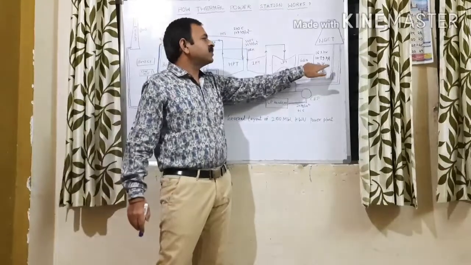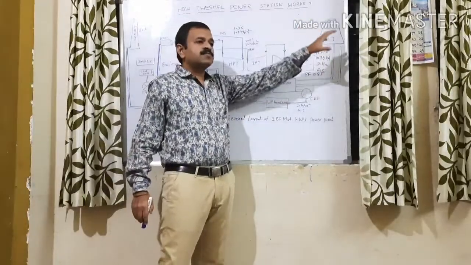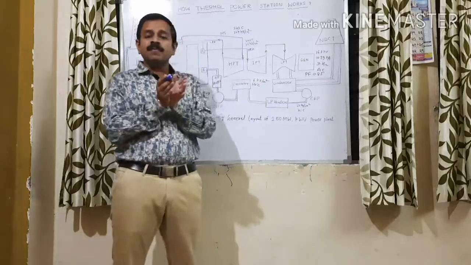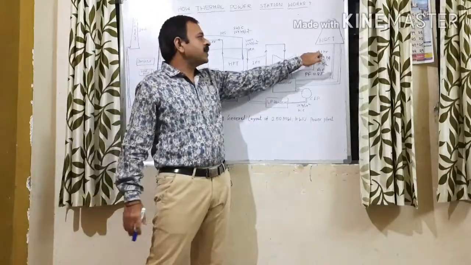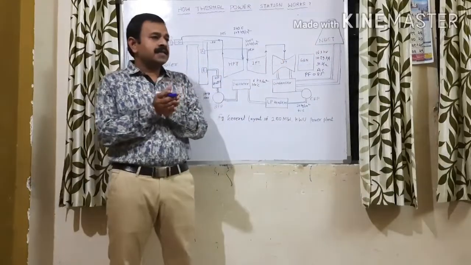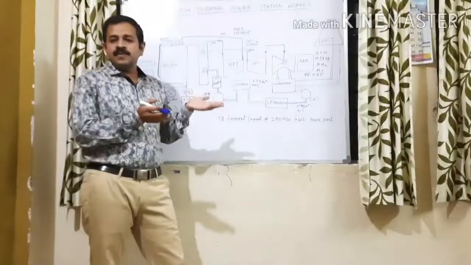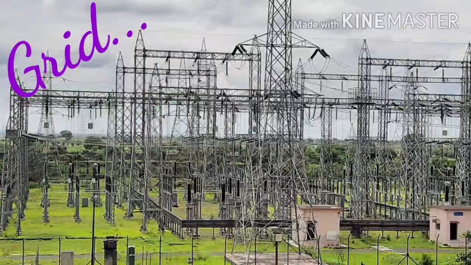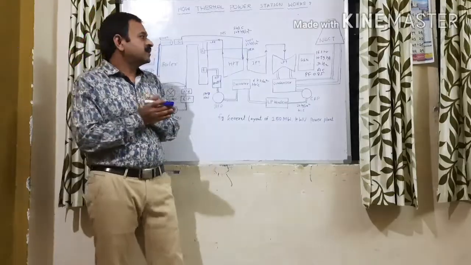This AC voltage generation we are giving to the generator transformer. This generator transformer is a step-up transformer. So 16.5 kV is converted into 220 kV, and that 220 kV electricity is given to the transmission line or the transmission line network, that is called a grid, and from that grid the electricity is supplied to the various parts of the country.